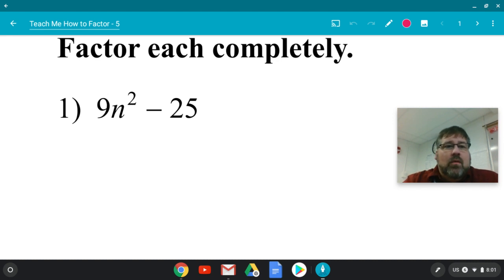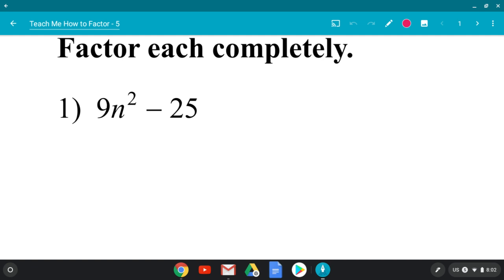We're going to be doing Teach Me How to Factor 5 today. We're going to do these problems together. Let's go to work. Number 1, 9n squared minus 25.